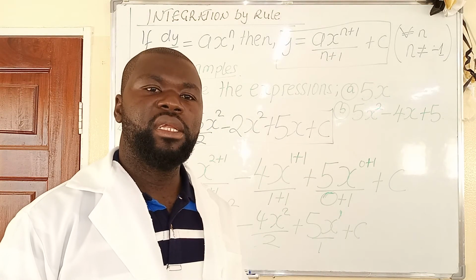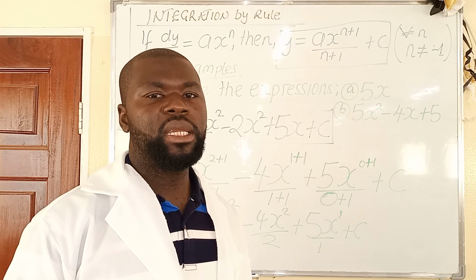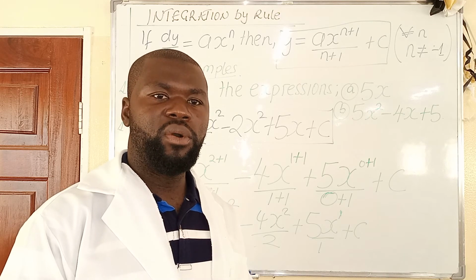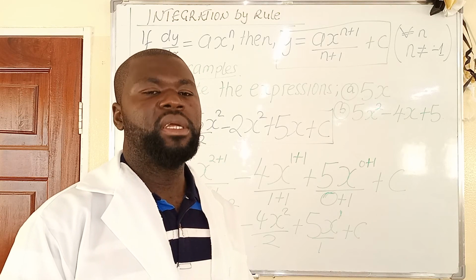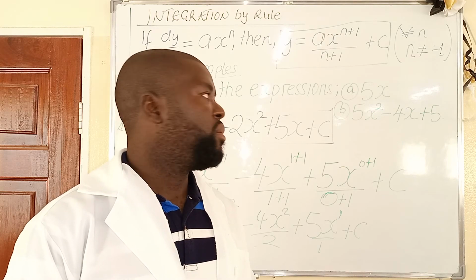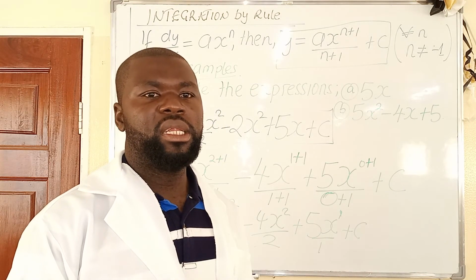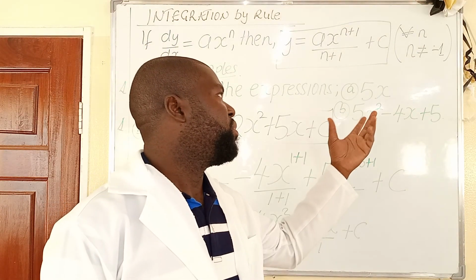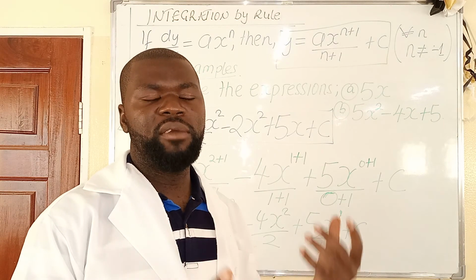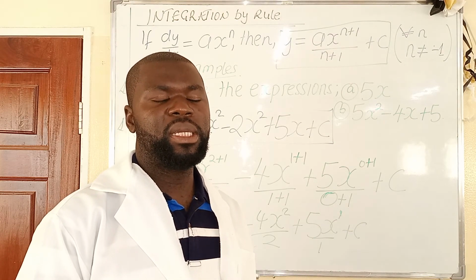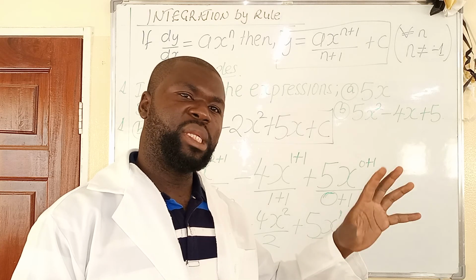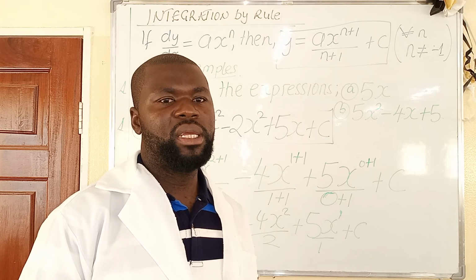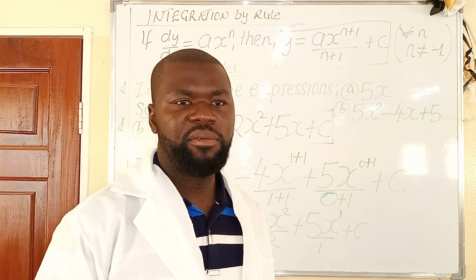The rule is defined on one term, but in a case where we have more than one term, we need to apply the rule on each and every one of the terms. Then we say plus c. Why we are saying plus c is because the derivative of a constant is 0. So whenever we integrate, we expect that there was a constant, but we don't know the value of the constant. That one will be discussed in our next lesson. Thank you very much for your attention.